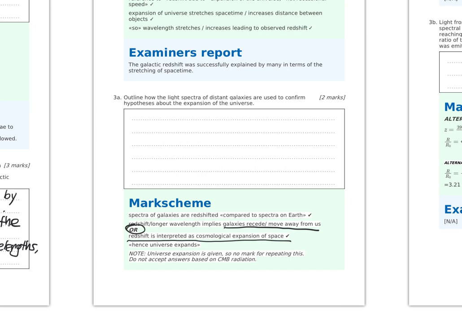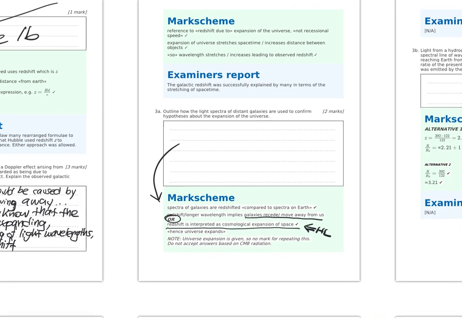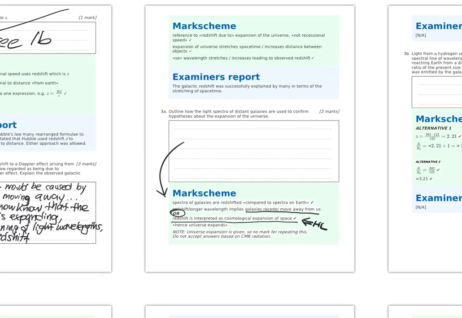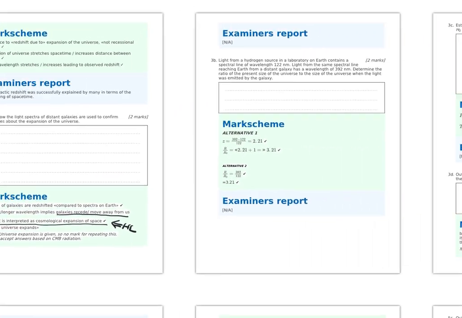I would say that is the HL explanation that they would really be looking for. That's what Hubble, I think, figured out. So there you go. Sometimes the mark scheme gives a satisfactory answer, sometimes it needs some explanation. But that was 3A. Let's go to 3B.